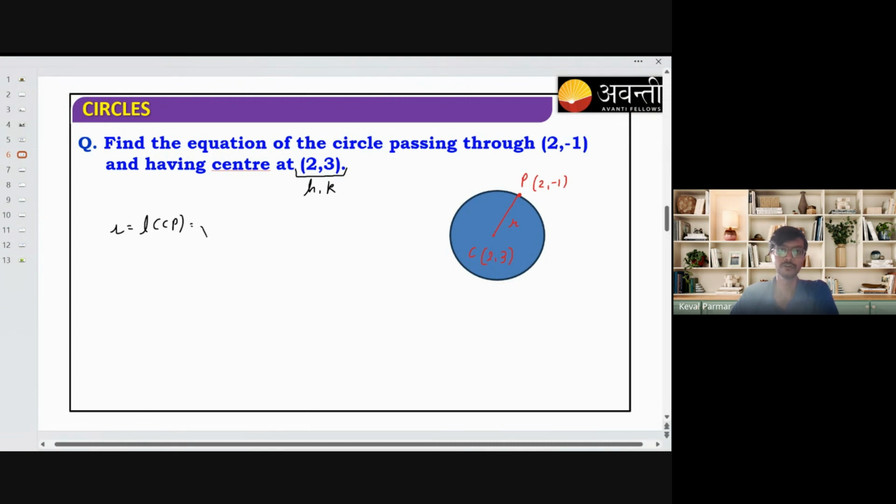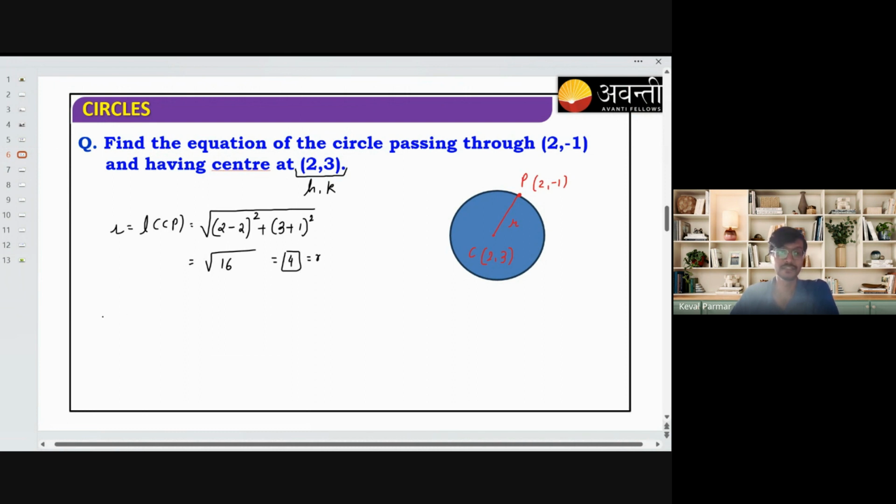And what is the distance formula? Under root of the difference of x: 2 minus 2 the whole square, plus the difference of y coordinates: 3 plus 1 the whole square. 3 minus of minus 1, correct? So under root of 16, which is basically 4. So this is the radius, correct?